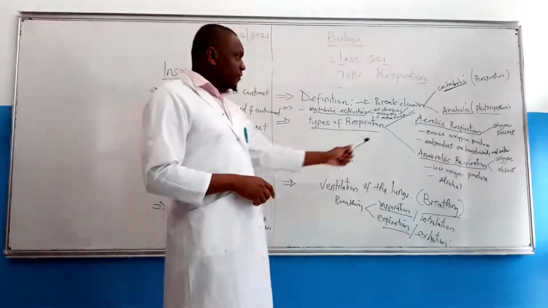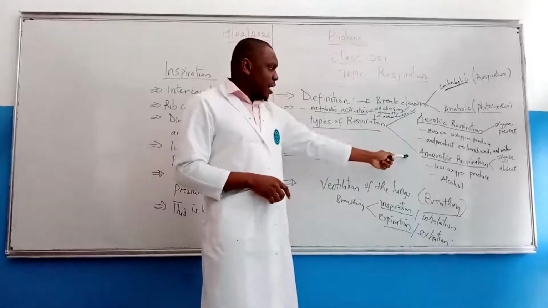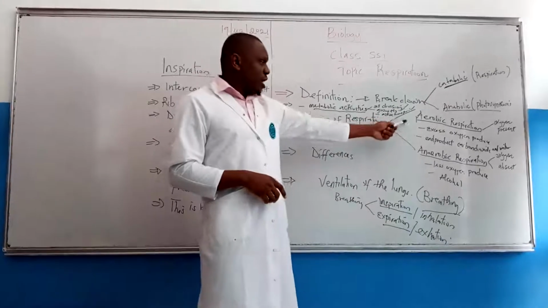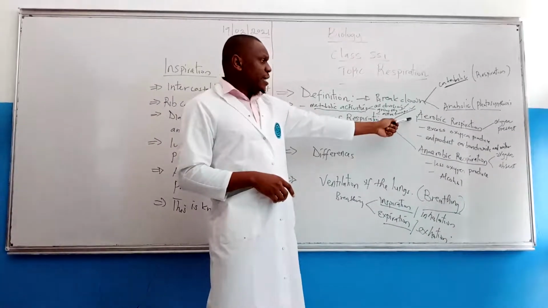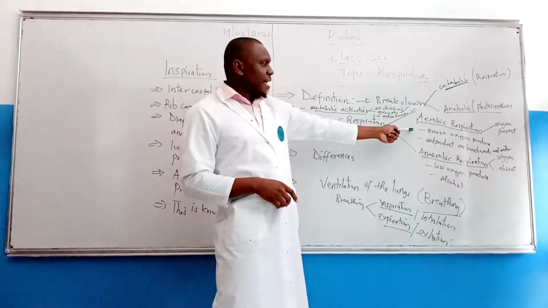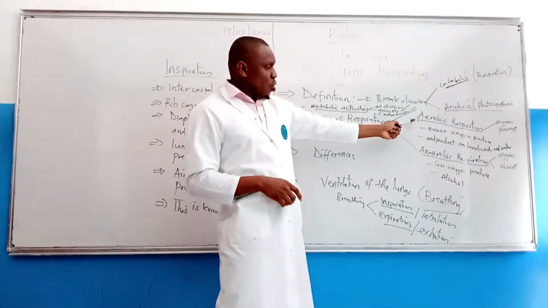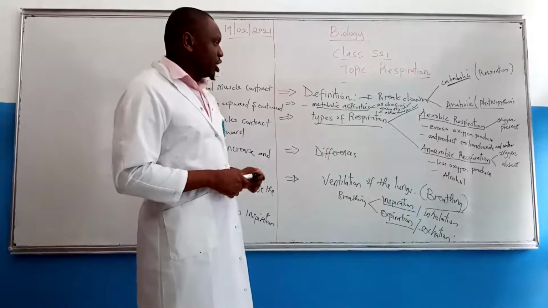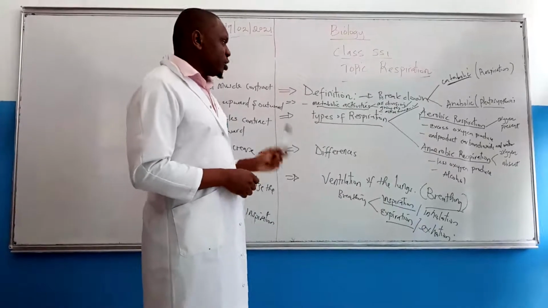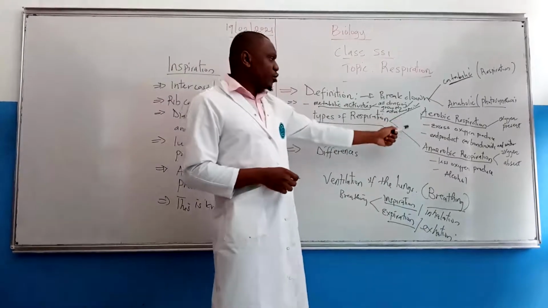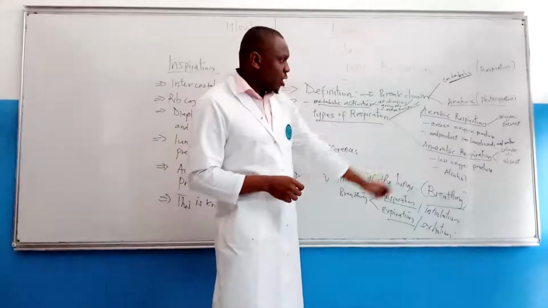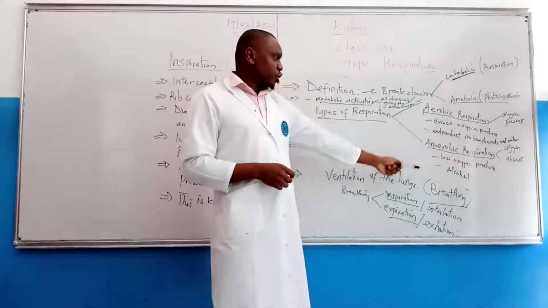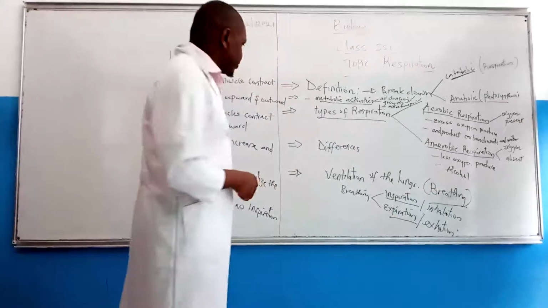Now, we need to know the differences between aerobic and anaerobic respiration. The first difference is that in aerobic respiration, excess energy is produced, while in anaerobic respiration, less energy is produced. The second difference is that the end product of aerobic respiration is carbon dioxide and water, while the end product of anaerobic respiration is alcohol.